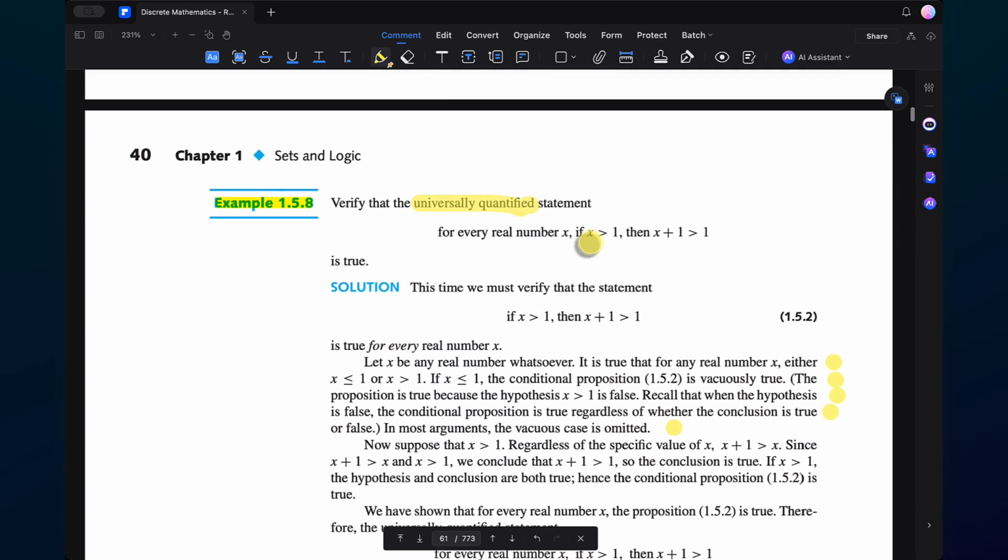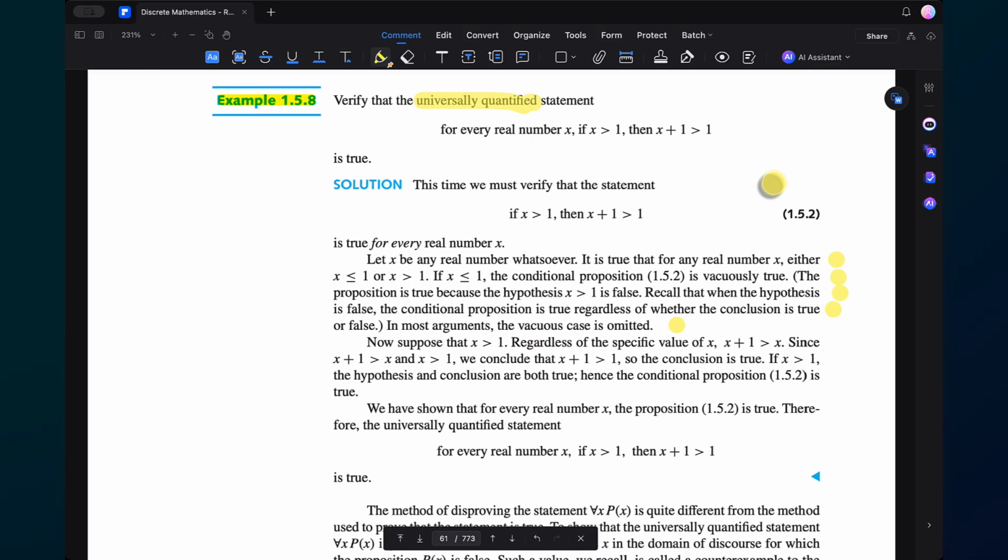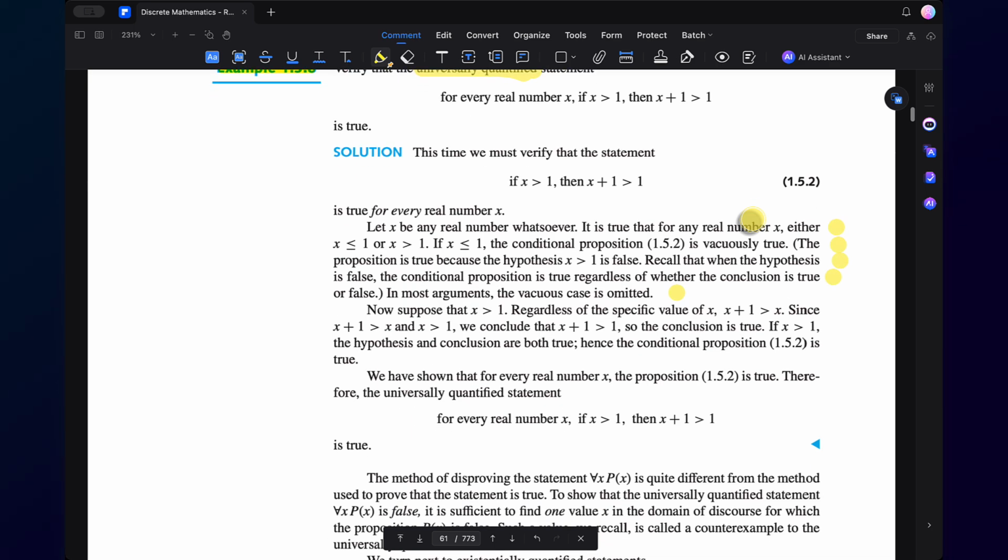Let's verify the universal quantified statement here, example 1.58. We want to verify that for every real number x, if x is greater than 1, then x plus 1 is greater than 1 is true. I think this is fairly straightforward. If you take an x greater than 1, then if you add 1 to it, that's also going to be greater than 1, right?